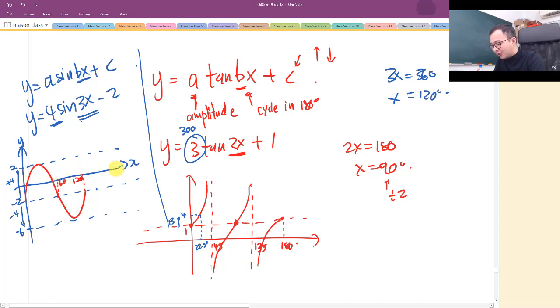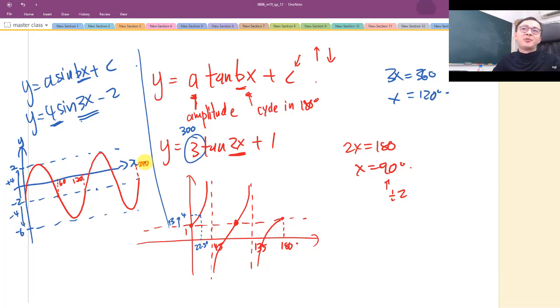If you want to continue drawing until 360, you continue drawing. Because one cycle is 120, the second cycle ends at 240, and the third cycle will be 360. This is how we do sine. Cos should be the same also, as long as you know the pattern.